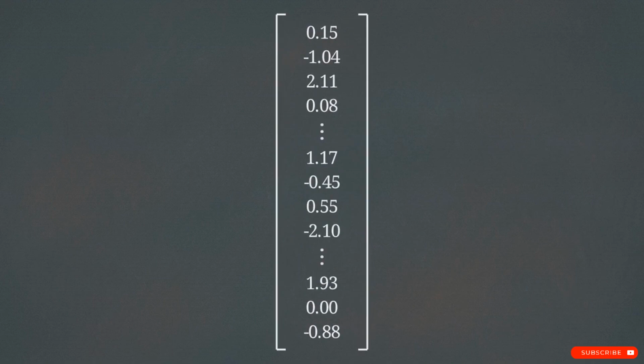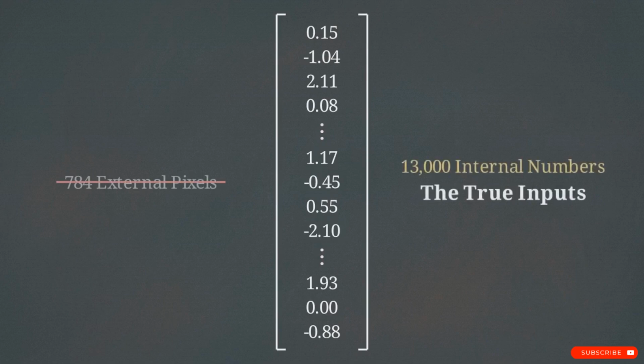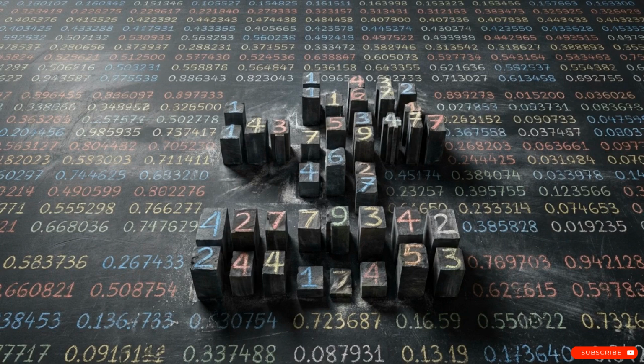To understand how it learns, we drop the geometric visualization. The network collapses into a column vector. This abstraction shift is crucial. The 784 external pixels aren't the focus. These 13,000 internal numbers are the true inputs. At this level, machine learning is strictly the mathematical exercise of finding the optimal combination of these 13,000 specific variables.